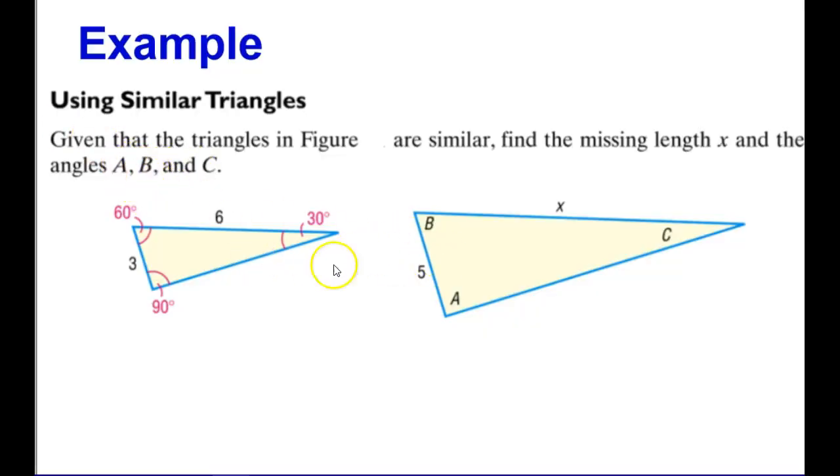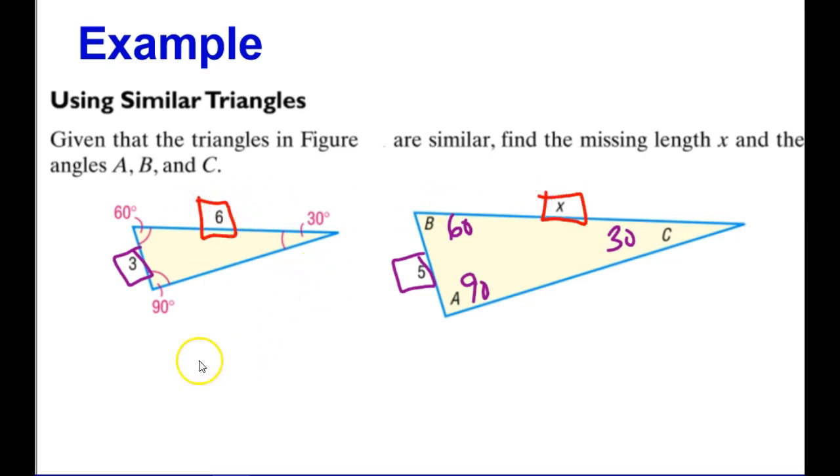Okay, so we're going to use these similar triangles. Given that these are similar, find the missing side length and the angles. Well, we're told they are similar, so I know that my angles are going to be corresponding. So this would be my 90, my 60, and my 30. Then I can see that I have a side length here and a side length here. The thing that I'm looking for is right here, but I have the corresponding there. So I can go ahead and set up my ratio.